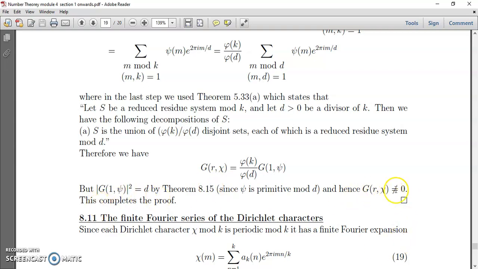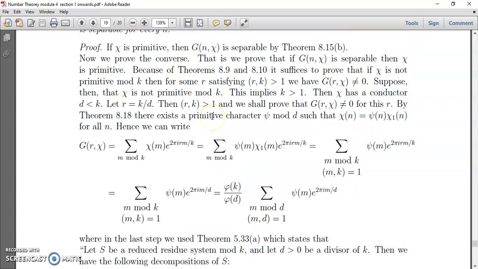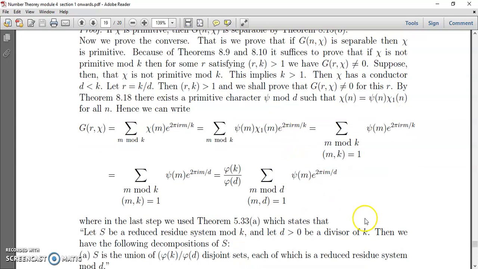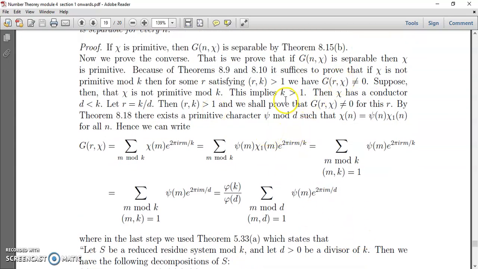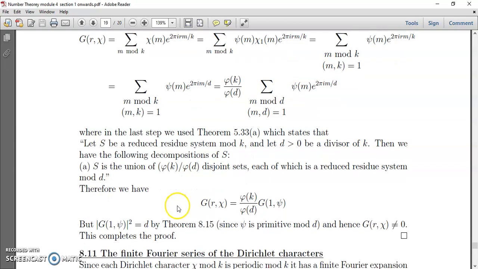Hence we have proved that if chi is not primitive, g of r chi is not equal to 0. But here g of r chi should be equal to 0 when chi is primitive fails, so the assumption that chi is not primitive is not correct. So we have to say that chi is primitive. Hence we have proved the result.